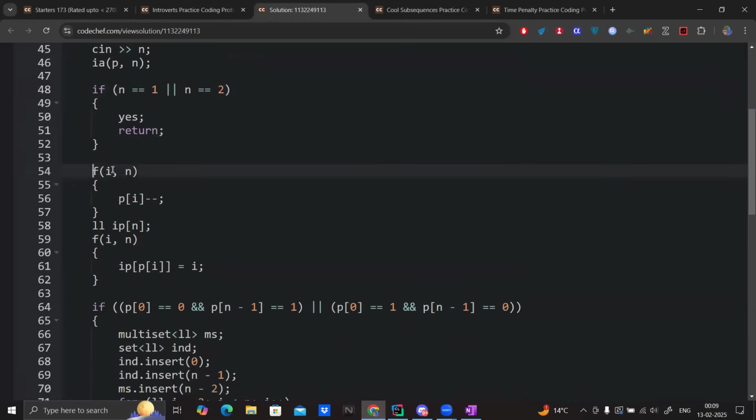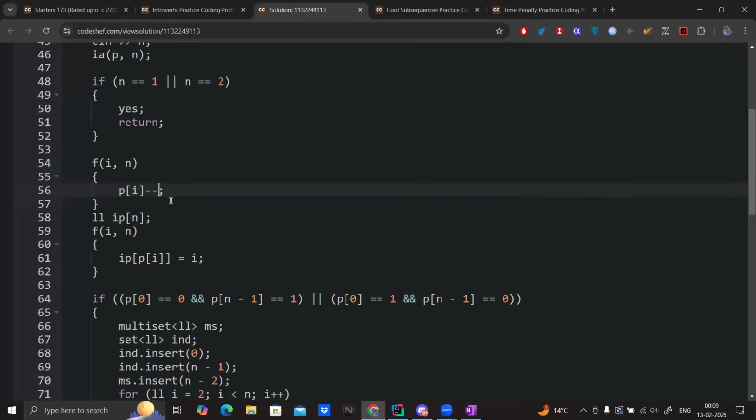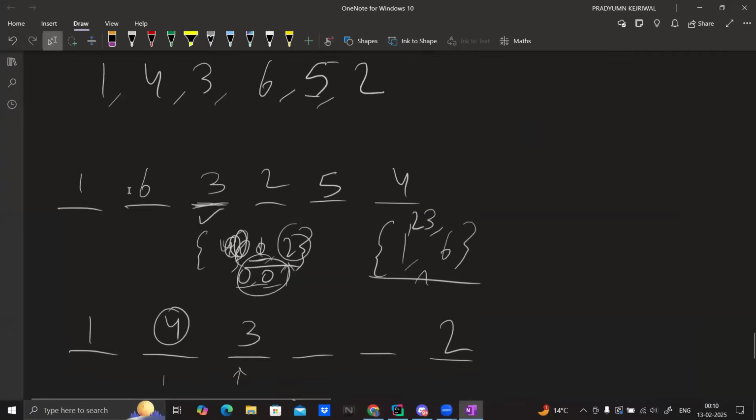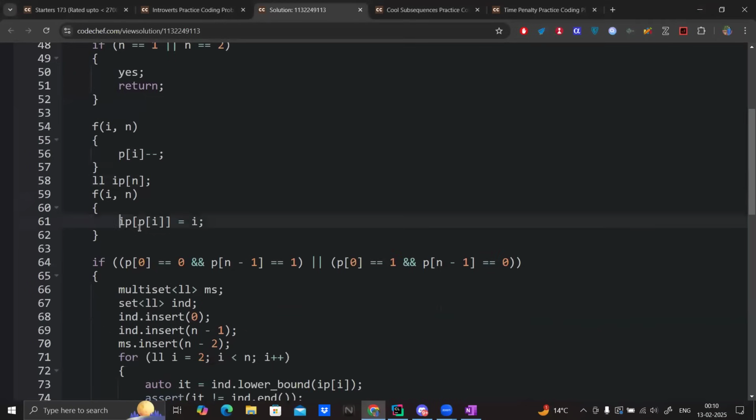Then for int i equal to 0, i less than n, i plus plus, I decrement p of i. I did this so that the permutation is from 0 to n minus 1, so it is easy for me to handle. And then I create this inverse permutation, which tells where everyone is sitting. You create it so that IP of P of i is equal to i. P of i is sitting at the ith position. That's what it means, right?